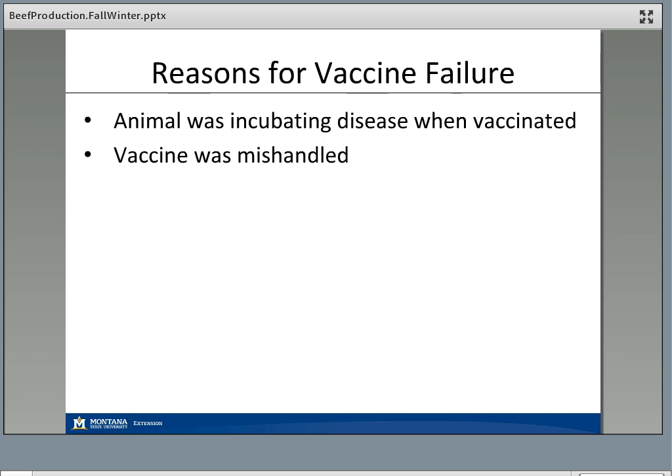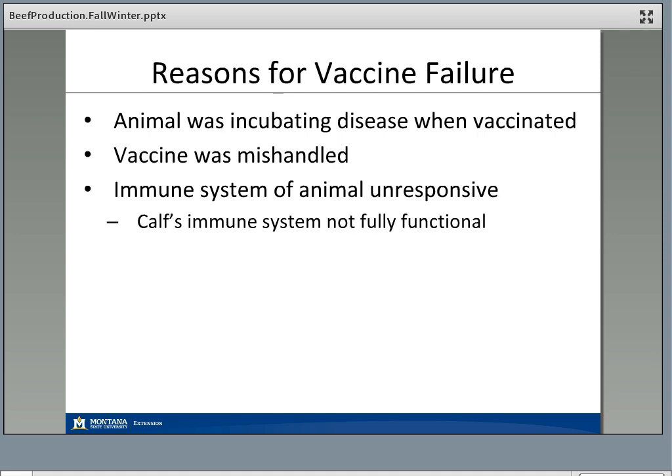The immune system of the animal might not be responsive for some reason. It could be that we tried to vaccinate a calf too early after passive immunity and their own immune system isn't fully functional yet. It could be that we're vaccinating them at a young age where antibodies from colostrum are still in their blood and they inactivate the vaccine because they think that it is a bug they need to fight. Or if an animal has experienced an inadequate nutrition program, the immune system can be negatively impacted, thus they might not be able to respond well to a vaccine.